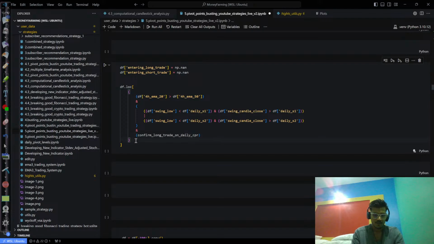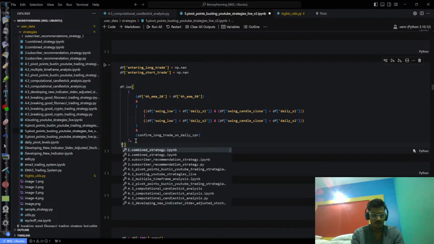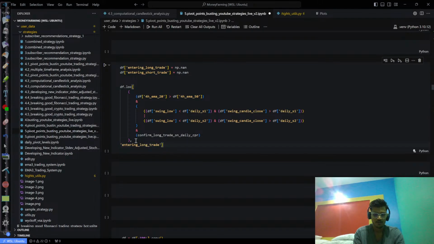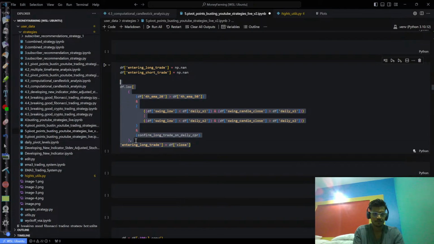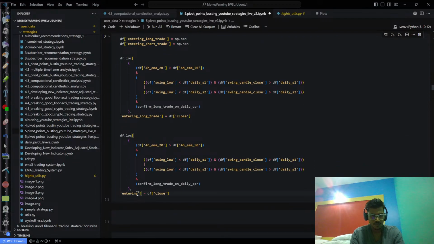Confirm long trade there. So entering long trade is gonna be close, and then entering short trade is gonna be that, and then confirm short trade that, but here it's gonna be changing the condition. That's gonna be swing high, that's gonna be above, and the candle close is gonna be below my R1 level. So this is gonna be my R1 actually, and then this is gonna be less than that. Let's see how many signals we got.